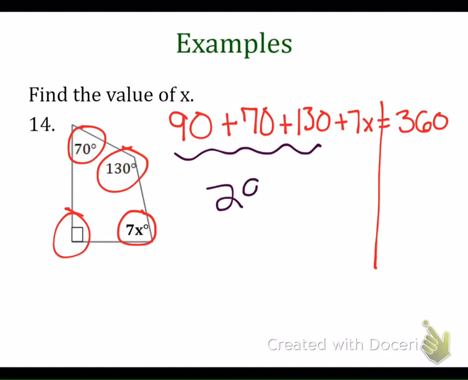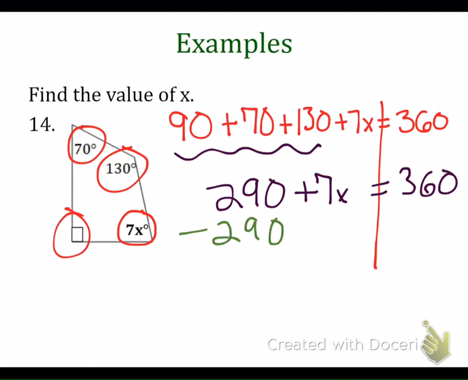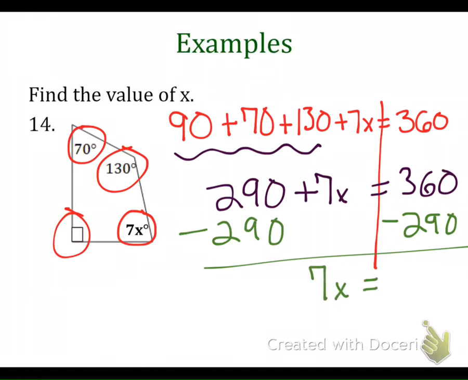290. 290 plus 7x equals 360. What do I do next? You subtract 290. Good. So 7x equals 70. Divide both sides by 7. So x equals 10.